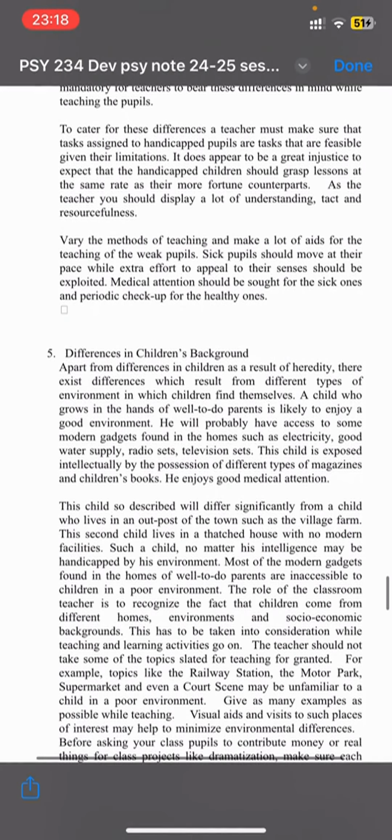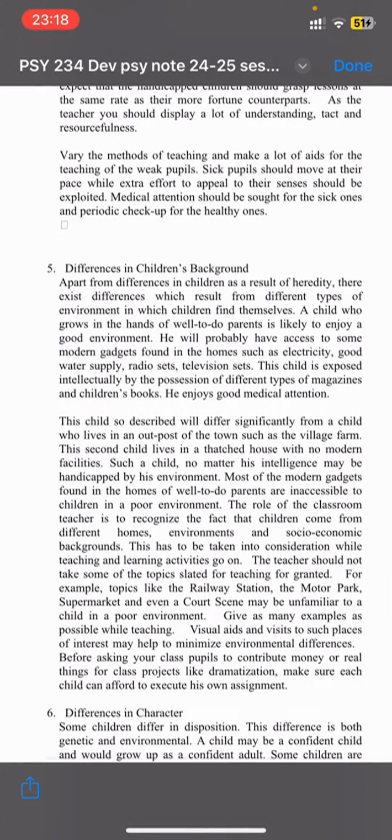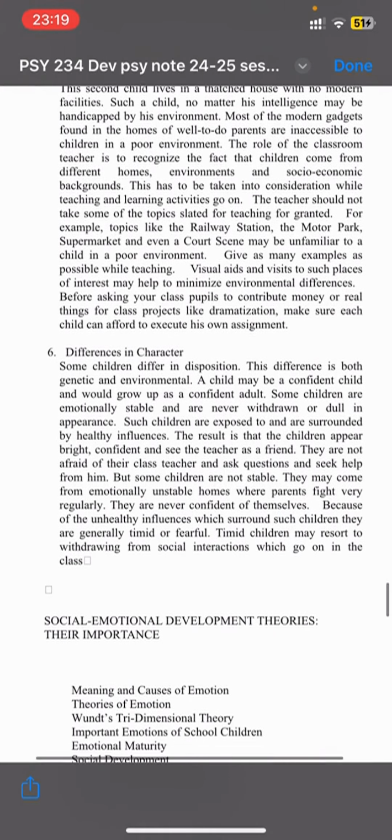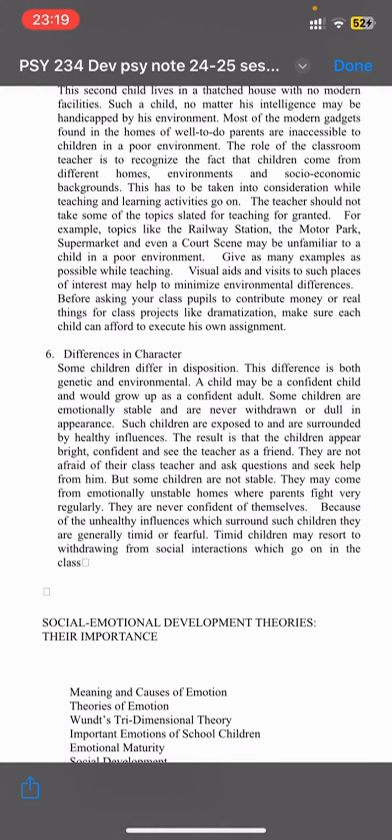Differences in children's background. A child can be aggressive, a child can be loving. Why is that child aggressive in your class? You need to look at maybe the background: is the child being beaten at home, or coming in depressed, or selling contraband in the school? Why? Maybe the child needs money. That's just the way I understand it. If you want to read all of that, go ahead.